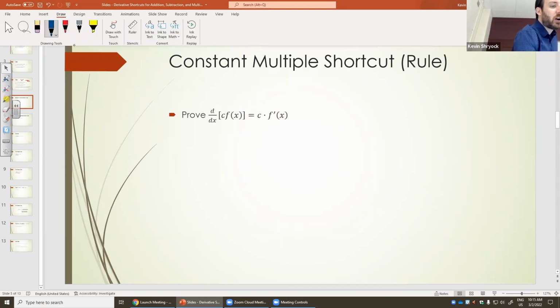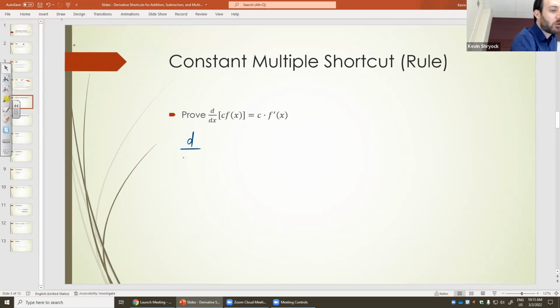So we're always going to start off with trying to determine what this derivative is. And remember, this is a story through the notation. This says I am about to take the derivative of c times f of x. And I can do that formally by using the limit definition.